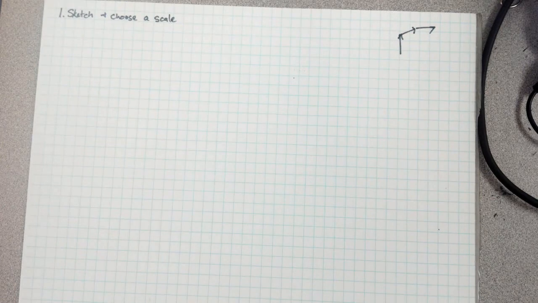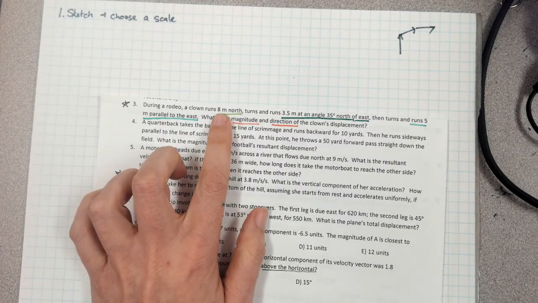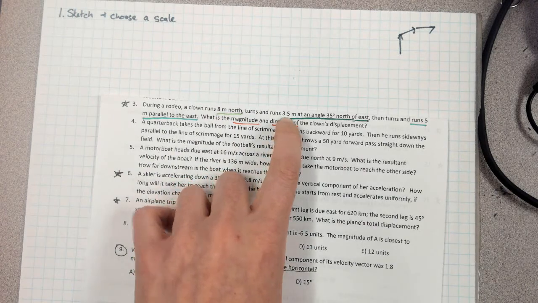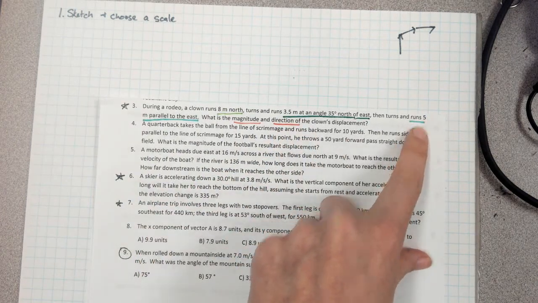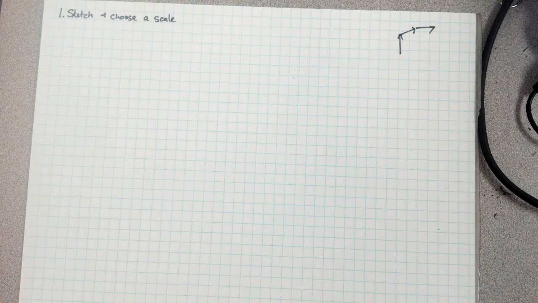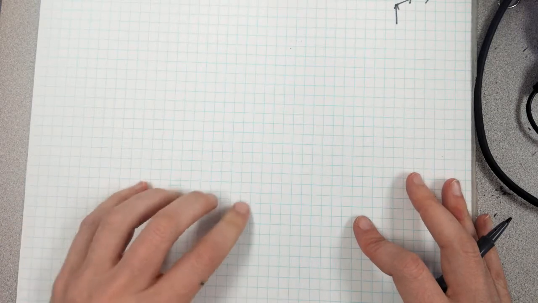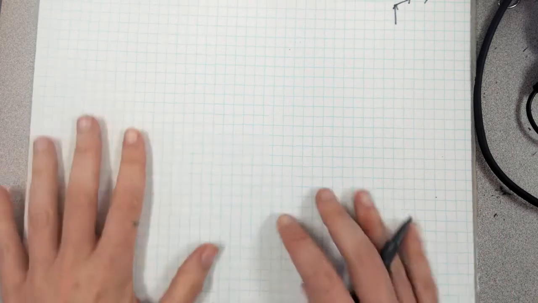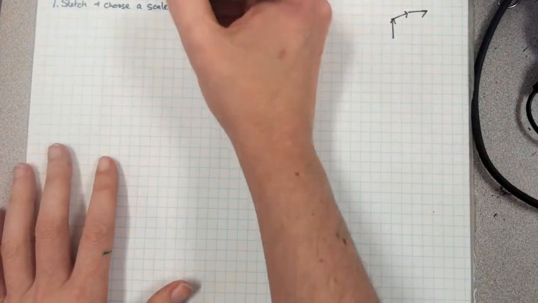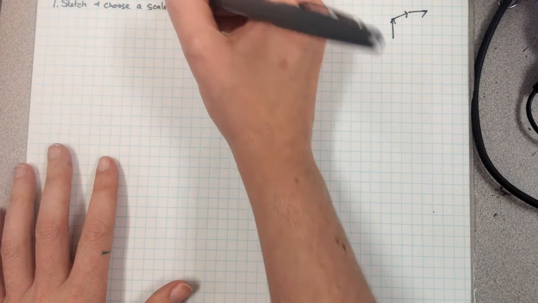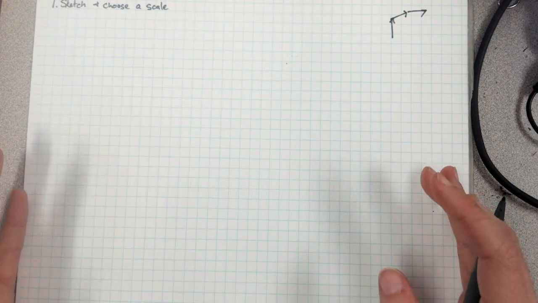So for this one, we have distances of 8 meters, 3.5 meters, and 5 meters. What can we use? If you have graph paper, you can always use the squares. If you don't have graph paper, that's okay. You don't have to. And the bigger, the better.